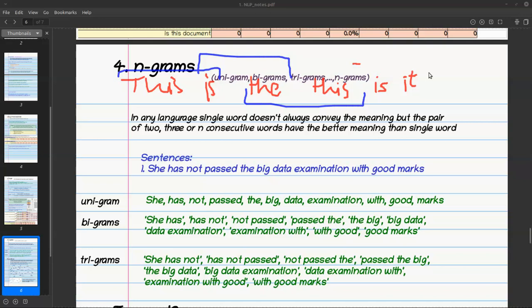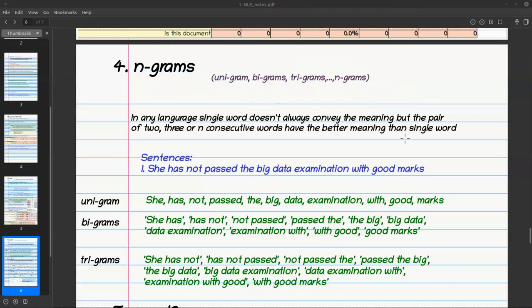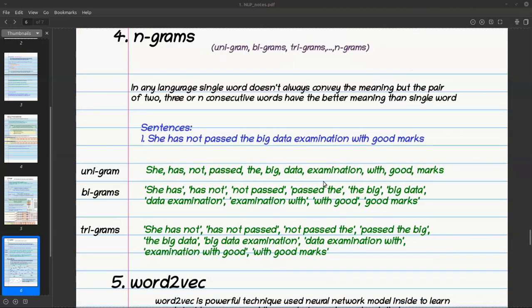In unigram, bigram, trigram, we can't have duplicates. Correct. There's one good example in the comments you can see under this video. C has and has C are treated as repeating. No, no, no. C has is different than has C. The sequence matters.